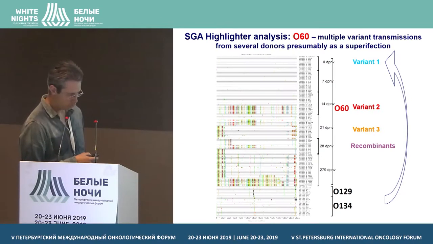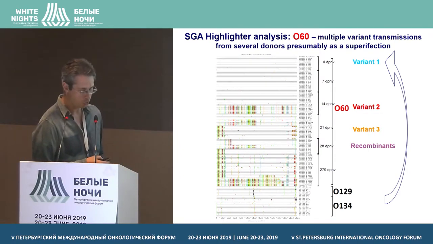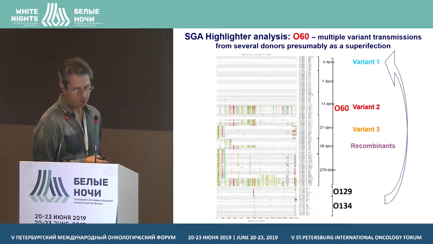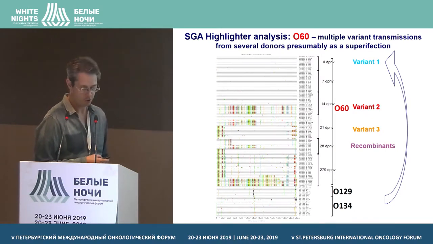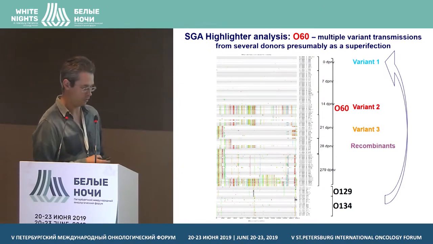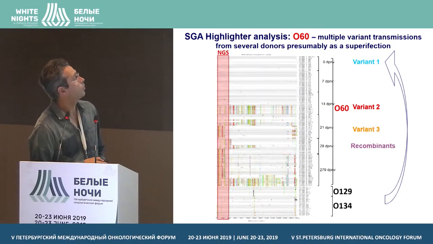Another case had a more complicated picture. Since we are short of time, I may say that we conclude that a single viral variant was transmitted, but there were either 2 or even 3 episodes of superinfection, transmission from several donors, which is quite characteristic for PWIDs who consume drugs in groups.